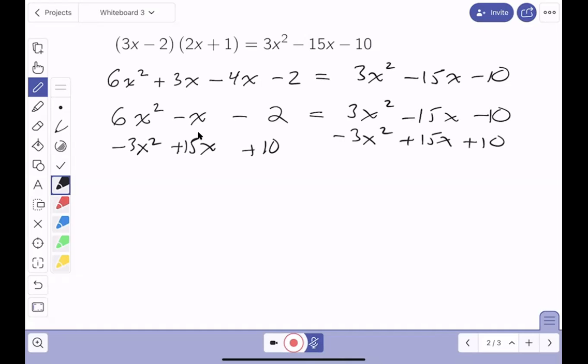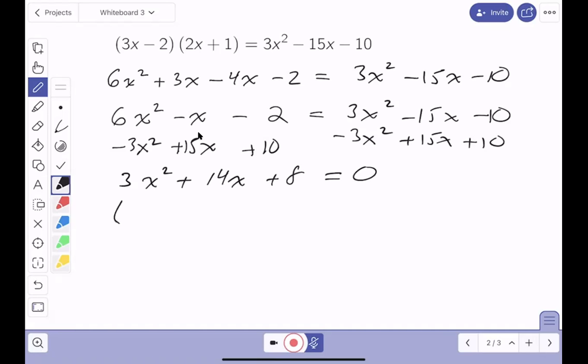I want to emphasize, though, if you're doing something and things are not going smoothly, you're probably doing something wrong. Things should proceed forward very smoothly here. So what do you get? 3x squared plus 14x plus 8 equals 0.